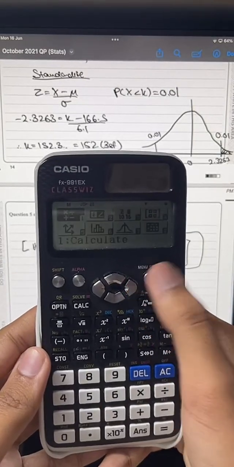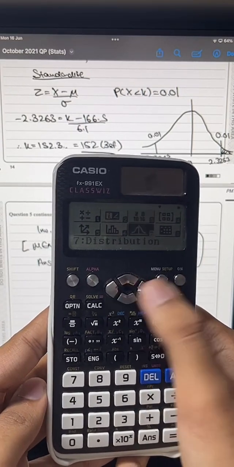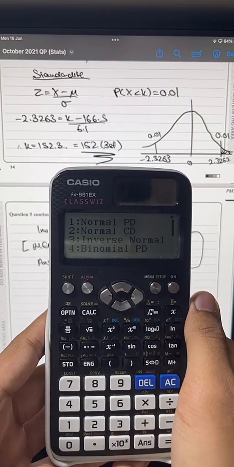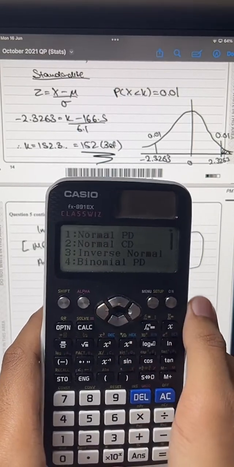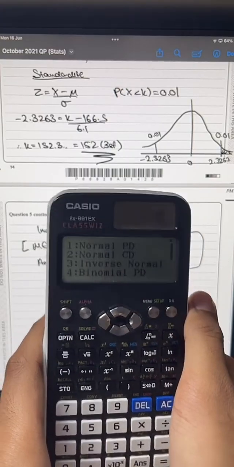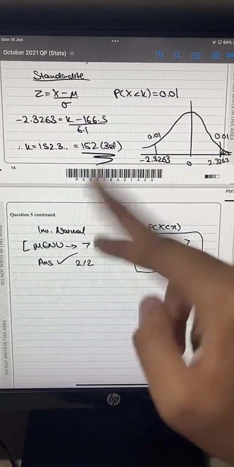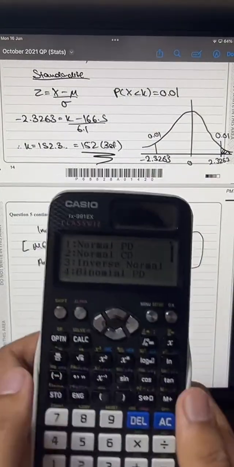So go into menu, you need to find all the different things to calculate with. You need the distributions one, which on this calculator is 7. So on to 7. Then you should have a bunch of distributions, normal, binomial, and Poisson. You need to use the inverse normal. Why? Because you're trying to find a point on this. You're not trying to find a probability going backwards. You're trying to find a value that gives you a probability of 0.01.